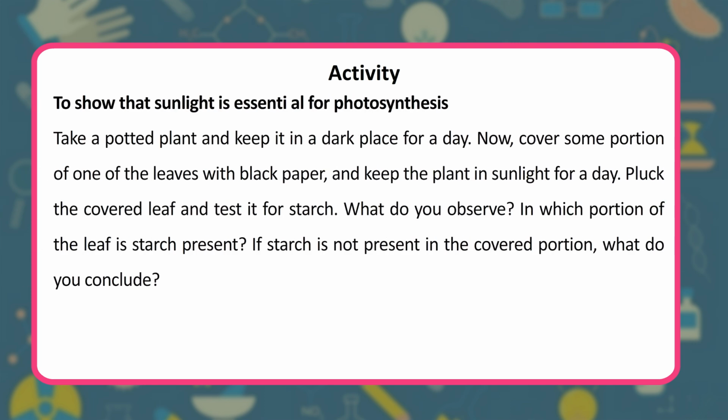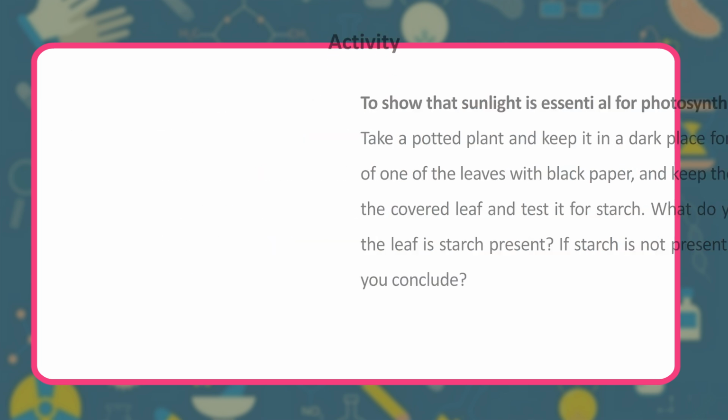Activity. To show that sunlight is essential for photosynthesis. Take a potted plant and keep it in a dark place for a day. Now, cover some portion of one of the leaves with black paper, and keep the plant in sunlight for a day. Pluck the covered leaf and test it for starch. What do you observe? In which portion of the leaf is starch present? If starch is not present in the covered portion, what do you conclude?